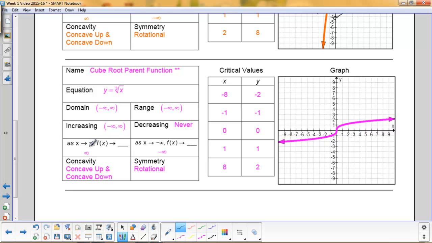Just like before, as x gets large, y gets large as well. As x gets small, so does y. This is important to understand because it might look like this would eventually level off and flatten off. It never does. This always curves upward, regardless of how far you go in the positive or negative direction. It never goes horizontal. Concavity again, concave up and concave down.